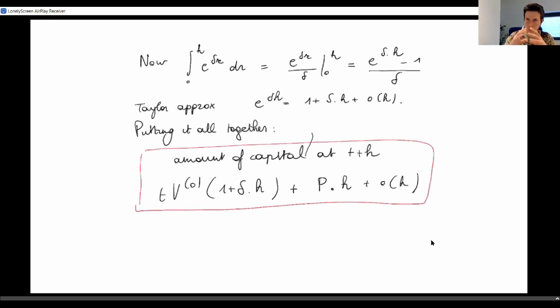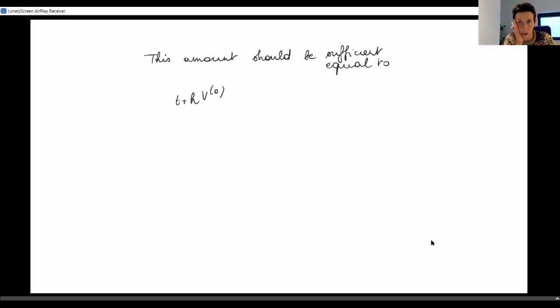That's what I get if I start with this basket of money at time t and I let it grow to time t plus h, and I'm also aware that there is an inflow of premiums and so on. Now, this amount, which I hold at t plus h, should be equal to what I need for my policyholder in terms of my policy amount at time t plus h. So should be equal to what you need to hold in terms of the policy value at time t plus h. So that is t plus h V0 plus possibly some extra amounts.